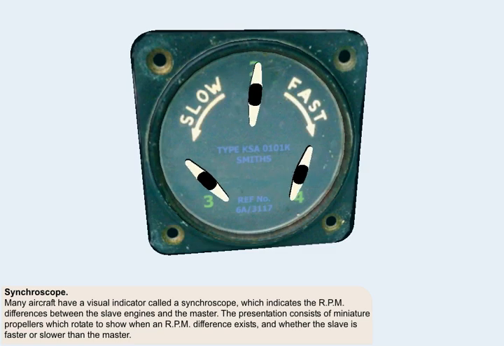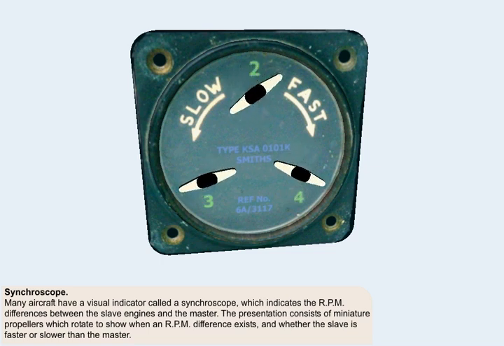Many multi-engine aircraft are provided with a visual indicator, which is called a synchroscope, which indicates the RPM difference between the slave engines and the master. As you can see from this picture, the presentation consists of miniature propellers which rotate to show when an RPM difference exists, and whether the slave is faster or slower than the master.